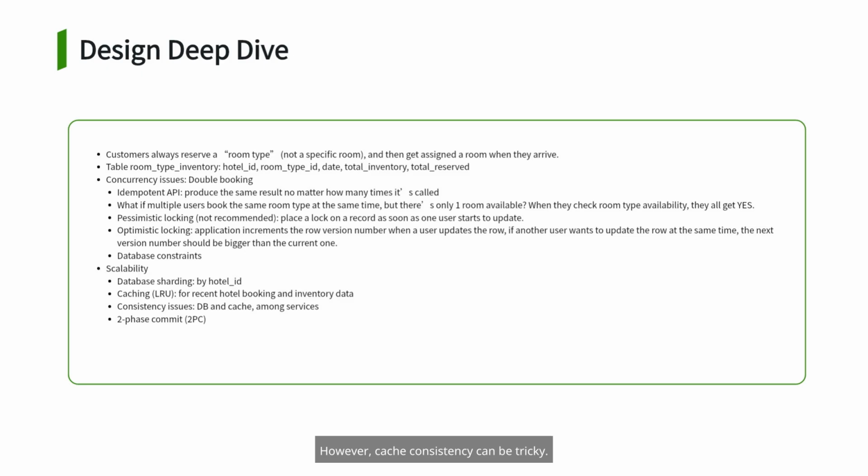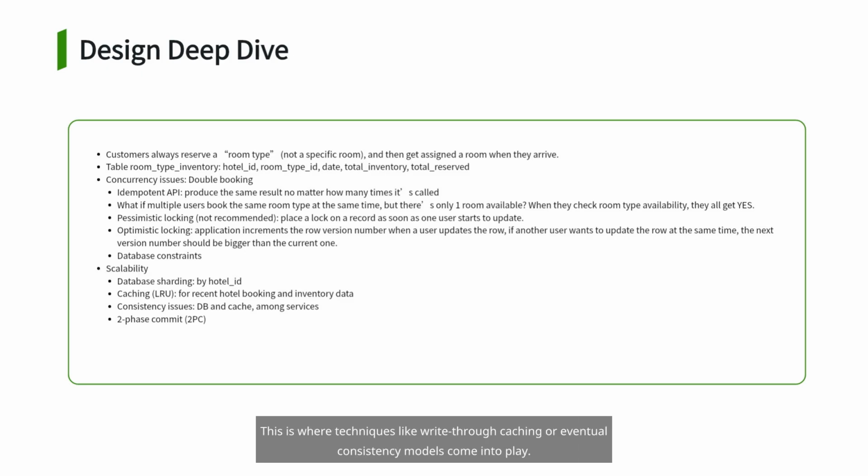However, cache consistency can be tricky. Changes to availability must be propagated to both the database and cache correctly. This is where techniques like write-through caching or eventual consistency models come into play. For strong consistency across services, e.g., inventory and payment, we may resort to a two-phase commit, 2PC mechanism. Although 2PC can introduce latency and complexity, it's sometimes necessary when atomicity across microservices is critical.